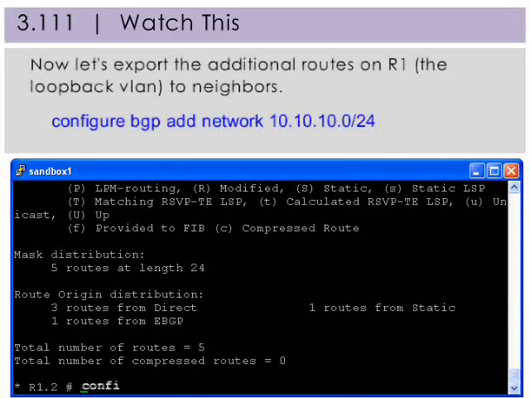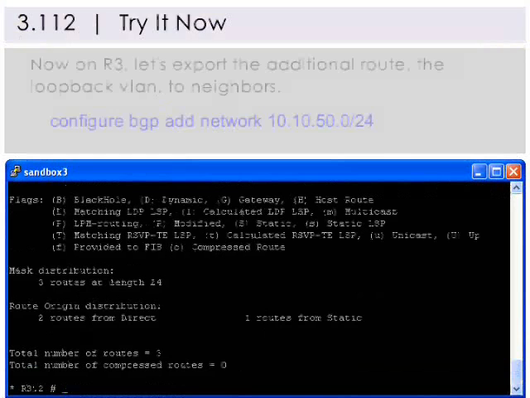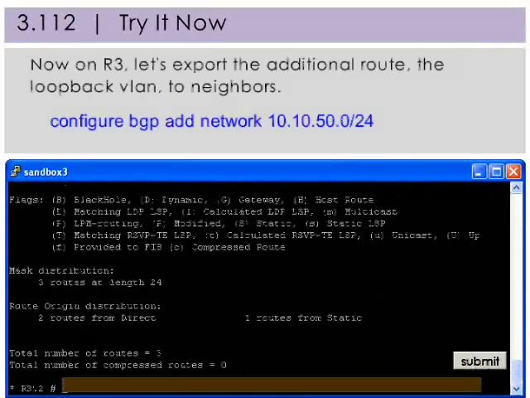On R1, let's export the additional route, the loopback VLAN, to BGP. Let's export the loopback VLAN on R3. This allows the route to be shared via BGP.